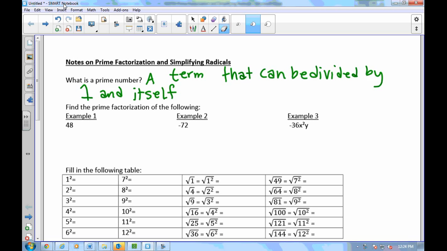Emily. Factor tree, that's how we start. And we've done factor trees before already, Annabelle. Okay, factor tree. So Annabelle, what two numbers multiply to 48? Factors.